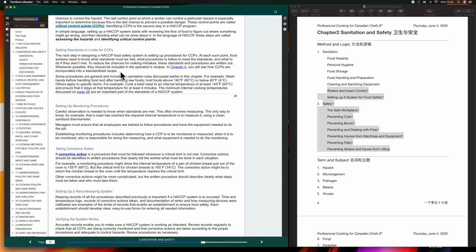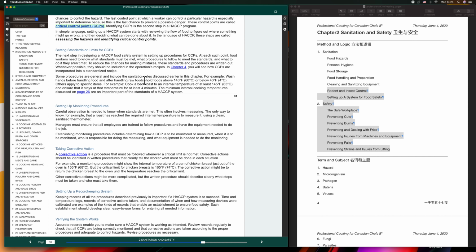The next step in designing a HACCP food safety system is setting up procedures for CCPs. At each such point, food workers need to know what standards must be met, what procedures to follow to meet the standards, and what to do if they aren't met. To reduce the chance for making mistakes, the standards and the procedures are written out. Whenever possible, they should be included in the operation's recipes.